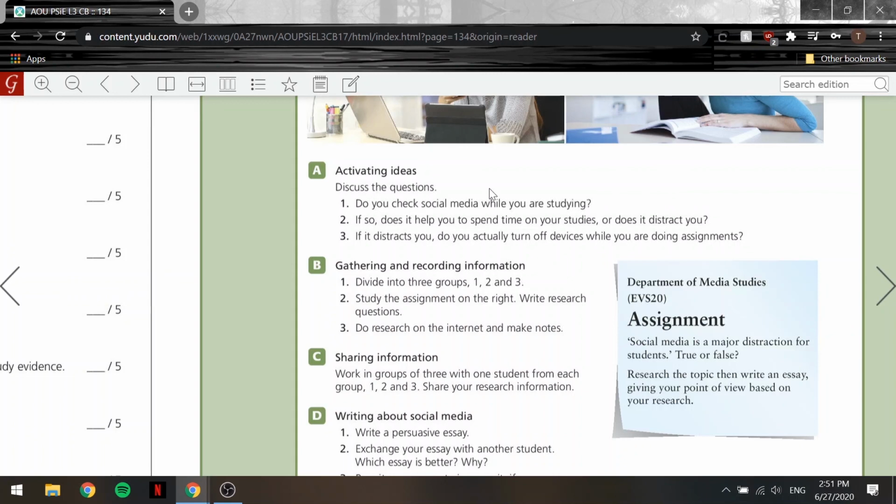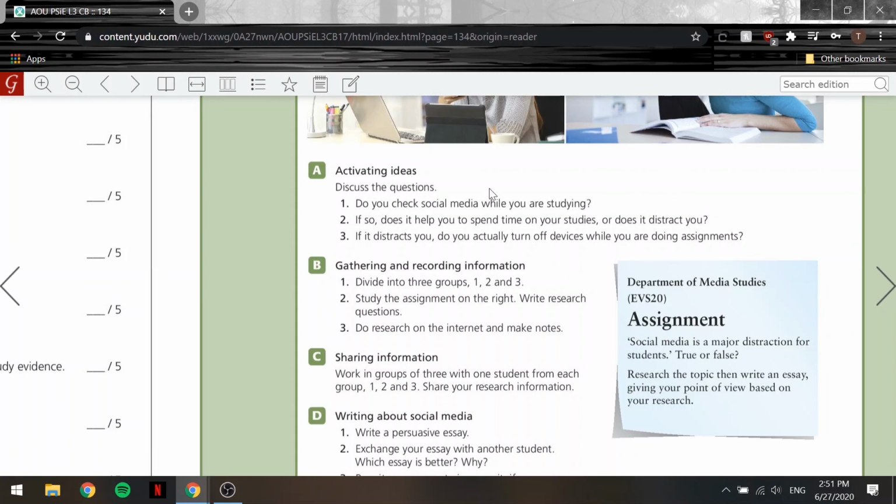Two, if so, does it help you to spend more time in your studies or does it distract you? Personally, I think that social media is a distraction in this scenario. So yes, it does distract me. If it distracts you, do you actually turn off devices while you are doing assignments? No, I don't. I don't turn off any of my devices, except rarely when I have to restart or something.